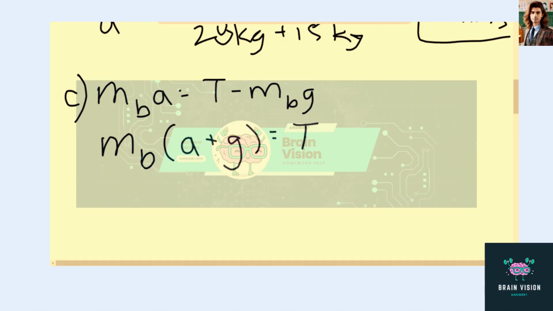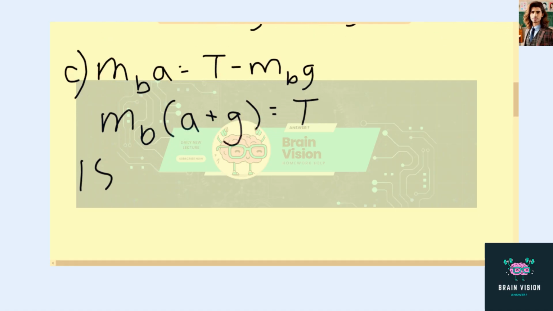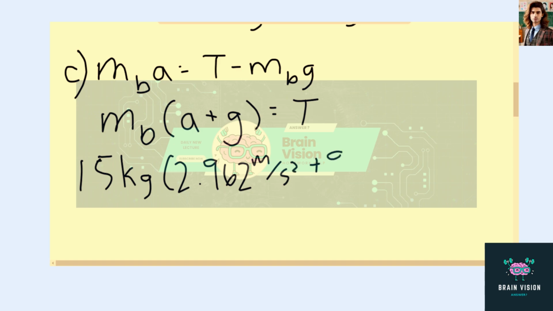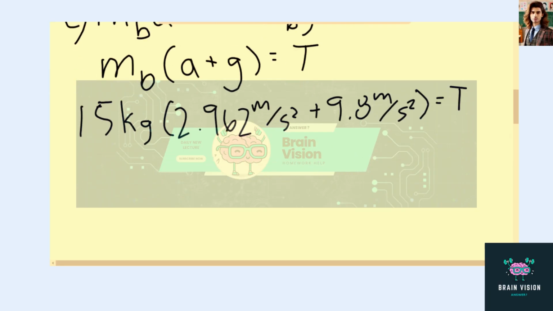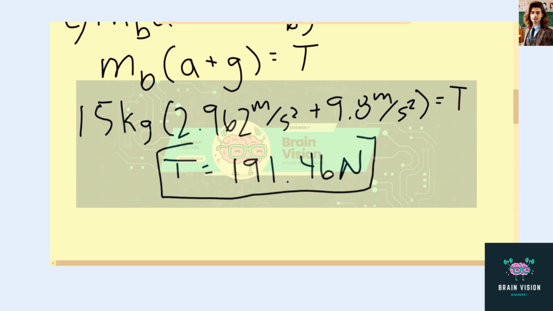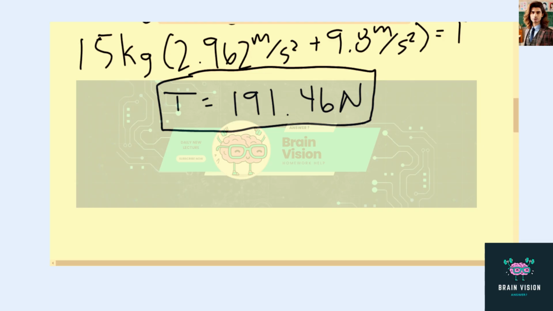All right, and then all we have to do is plug in our numbers again. So we have the mass of the bricks, which is 15 kilograms, times 2.962 meters per second squared plus 9.8 meters per second squared, which is the acceleration due to gravity. And when we simplify this out, we get that tension is equal to about 191.46 newtons. All right, now all we have to do is compare that to the weights of both of the objects in our system.